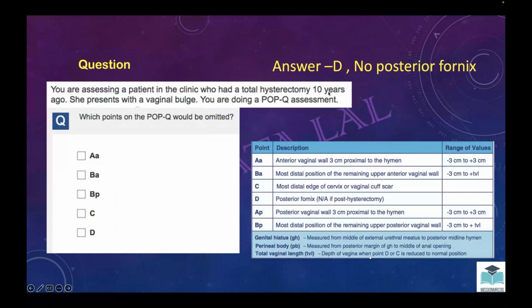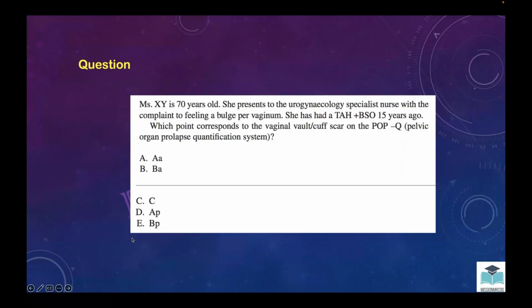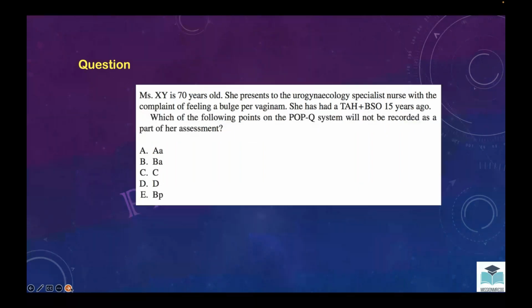Okay, there are only a few questions. So what is the vaginal vault or cuff? Point C. Okay. So here a TAH BSO has happened. So what will you not measure? Point D. Yes, D.